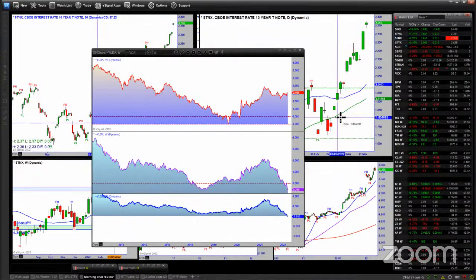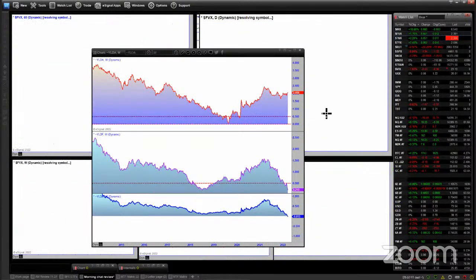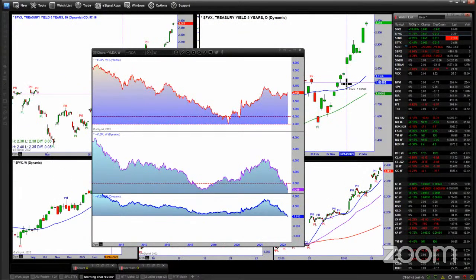So the idea behind intermediate term interest rates like this is that they're going up because there's a demand for money and economic expansion. Well, what the hell's going on here? So it's interesting what's happening.